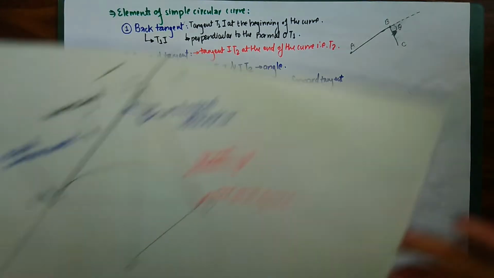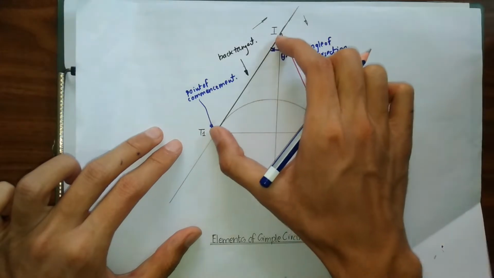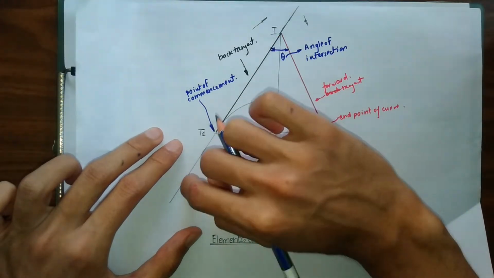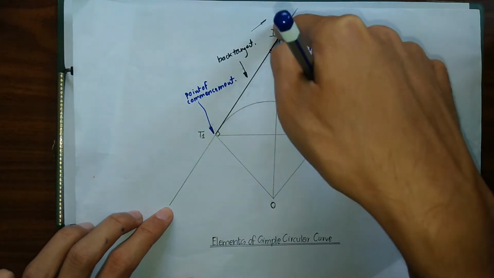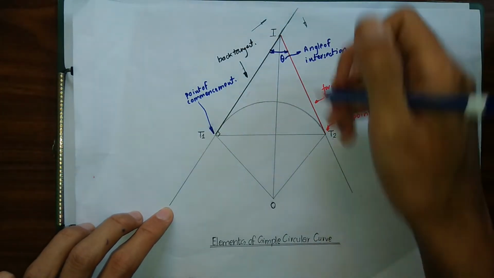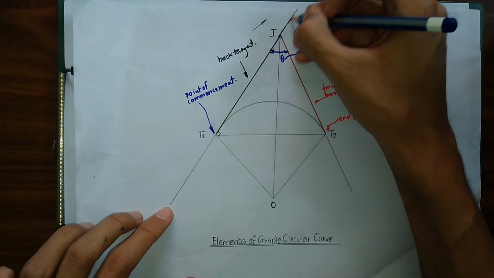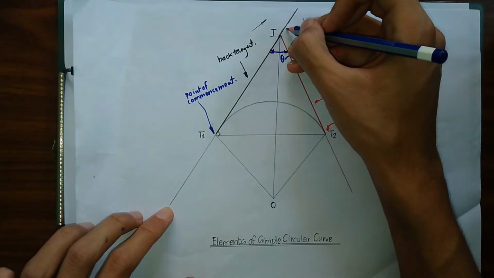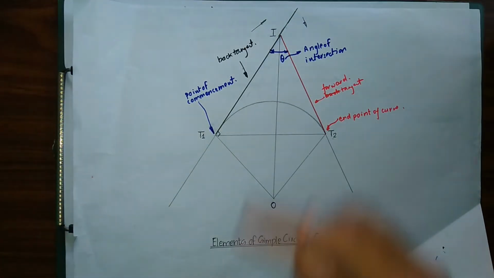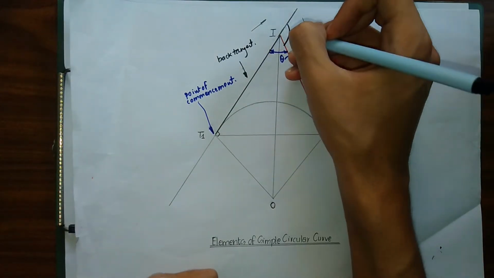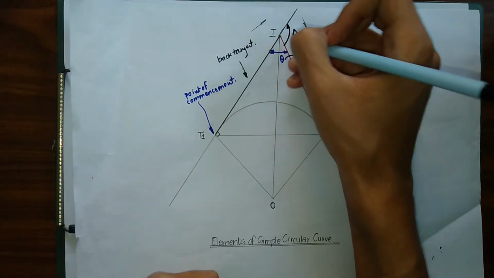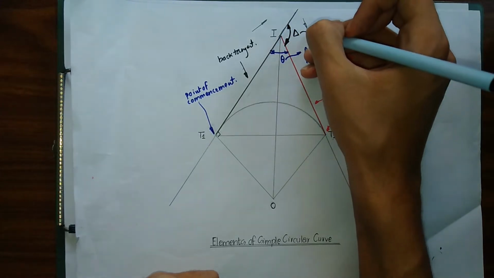So let me show that in our curve as well. This was our initial alignment T1I. Our alignment is moving in this direction, but from this point I we have a change in direction of our alignment. Our alignment needed to move in this direction, but we got a simple deflection. Let me denote it by delta. This is known as our angle of deflection.